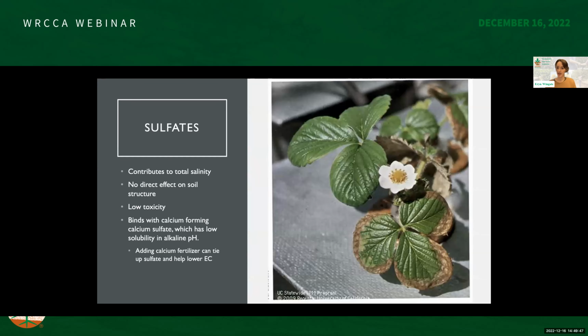And so next, we've got sulfates in our water a lot of the time, and sulfates contribute to the total salinity, but they don't directly affect soil structure. So that's one positive. If it's sulfates driving that EC, you don't have to worry so much about soil degradation, but you do need to include leaching in the soil management.